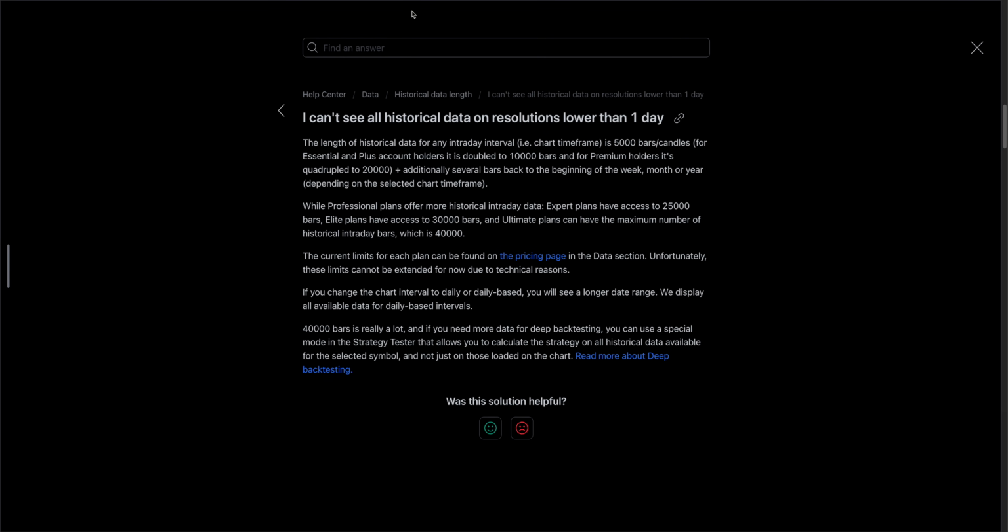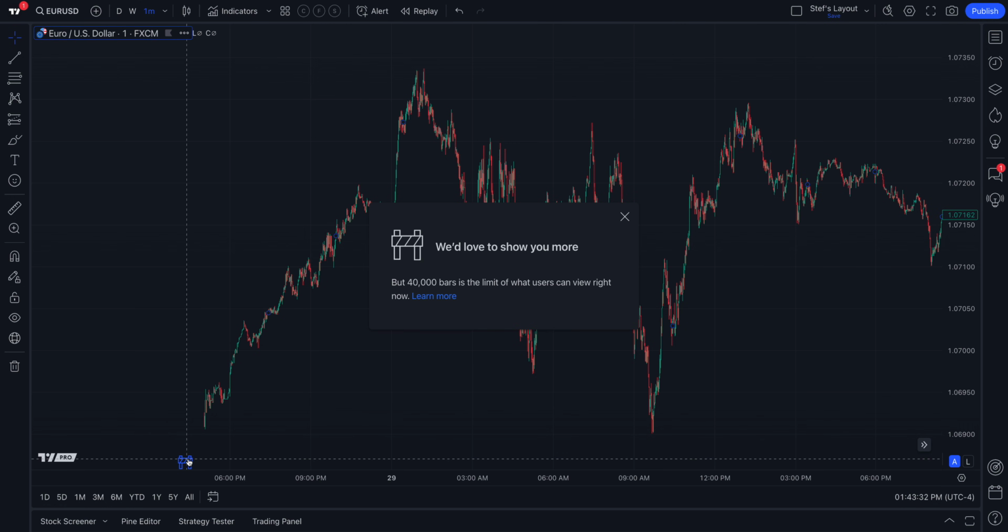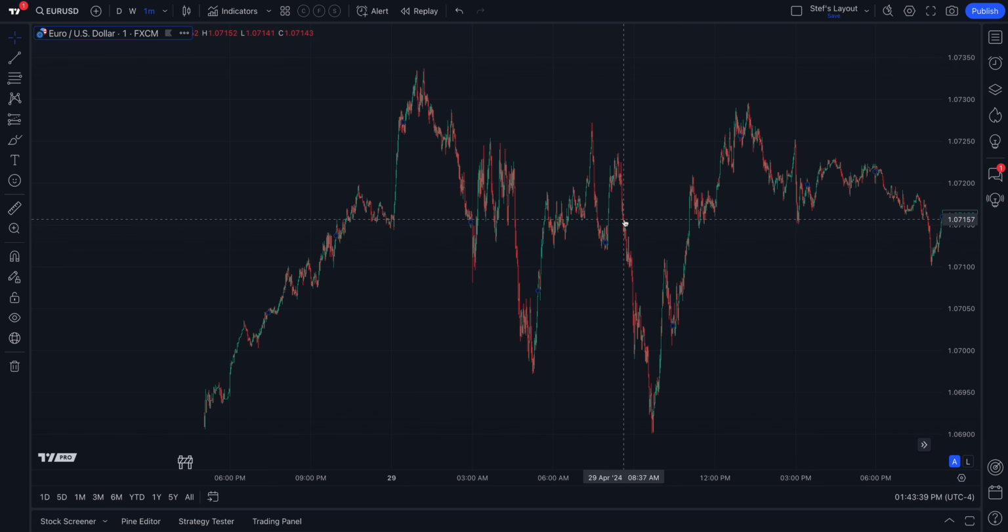Now keep in mind, if you are just a signed up member without a paid plan, you get 5,000 bars. So this is very important so that whenever you hit this caution sign, stop sign, you know exactly why, because it depends on the plan that you have.